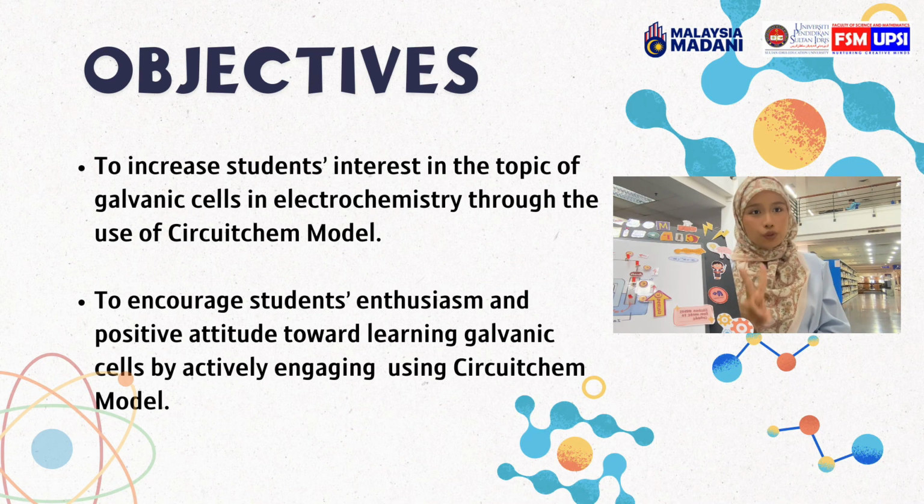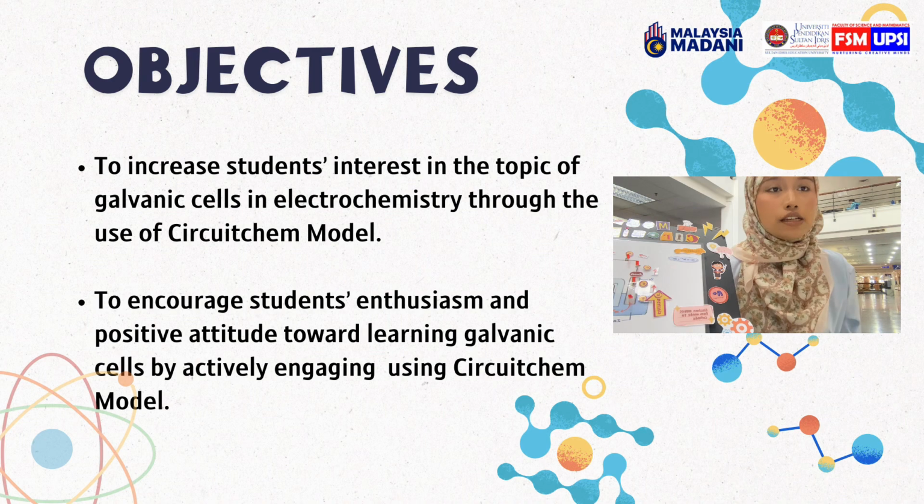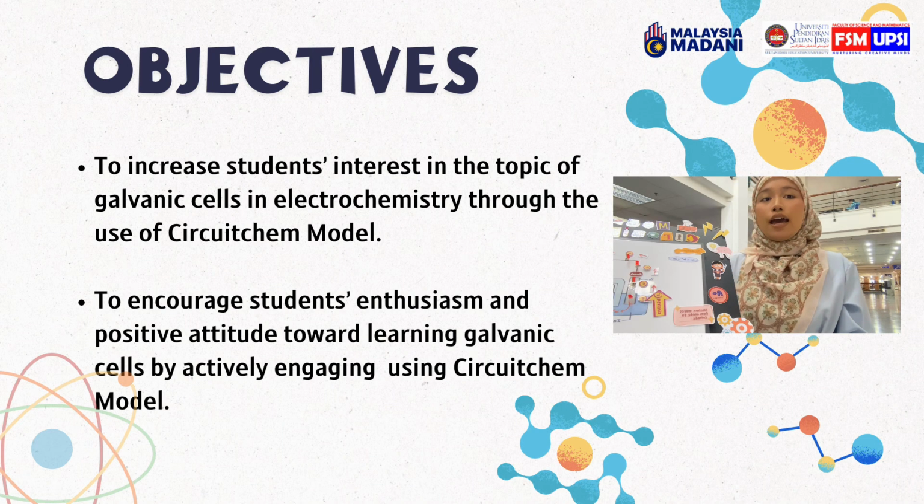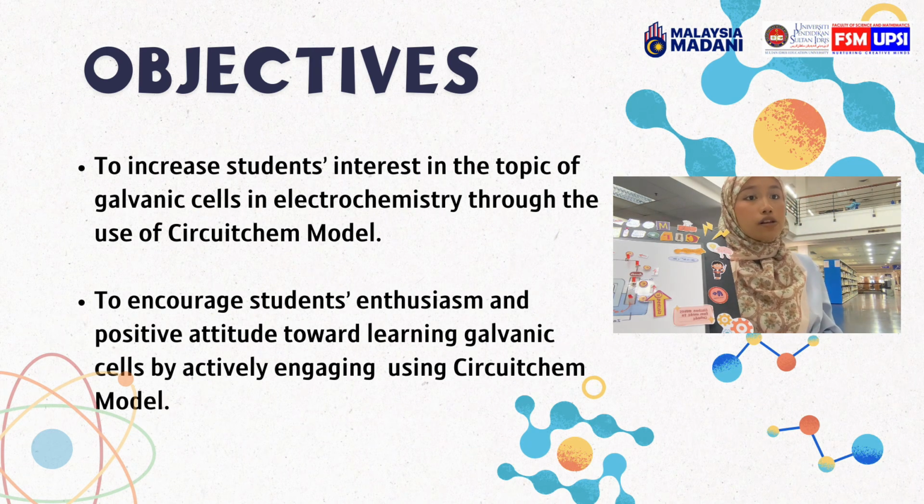Next is about the objectives. There are two main objectives of this model, which is firstly to increase students' interest in the topics of electrochemistry through the use of the interactive and easy to understand Circuitchem model. And secondly, it is to foster students' enthusiasm and positive attitude towards learning chemistry by actively engaging them in exploring the movement of electrons using Circuitchem model.